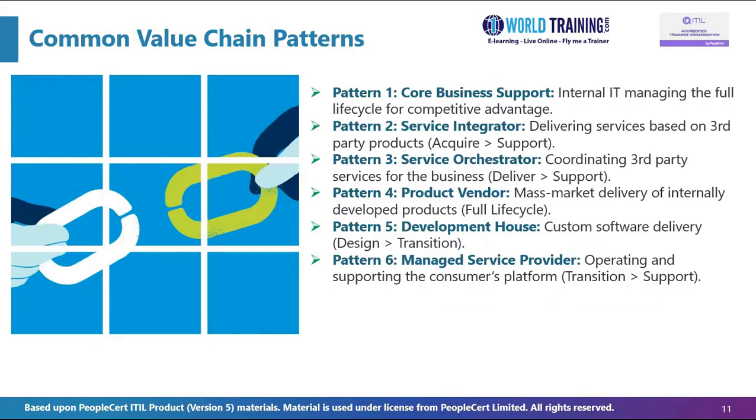Pattern 4 is product vendor, mass market delivery of internally developed products, full life cycle. Pattern 5 is development house, custom software designed through transition. And pattern 6 is managed service provider, operating and supporting the customer's platform, transitioning through support. Know which pattern does which stage, and that's important.